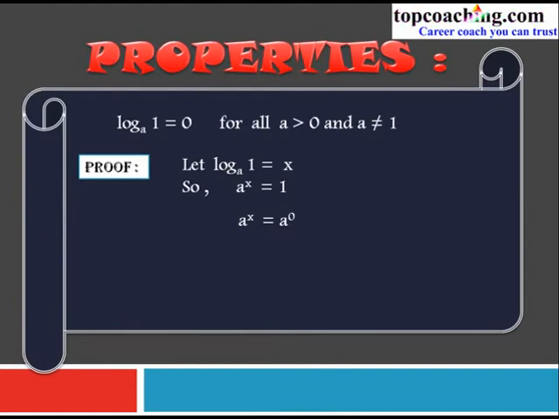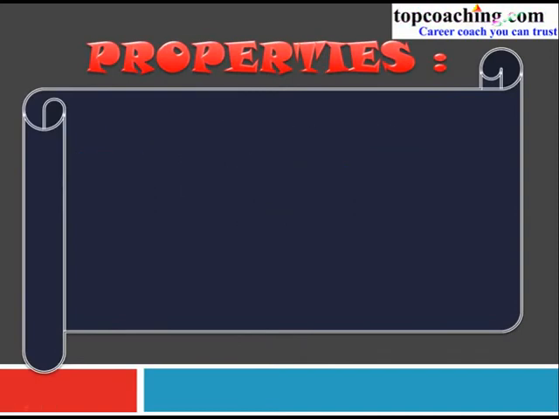And so we get a to the power of x equal to a to the power of 0. Now when we compare both the sides, what do we get? We get the value of x equal to 0. So what do we get? We get the RHS as equal to 0, and so the LHS would also be equal to 0. Thus we get log of 1 to the base a is always equal to 0. The condition is a should always be greater than 0 and a should not be equal to 1 for log to be defined.